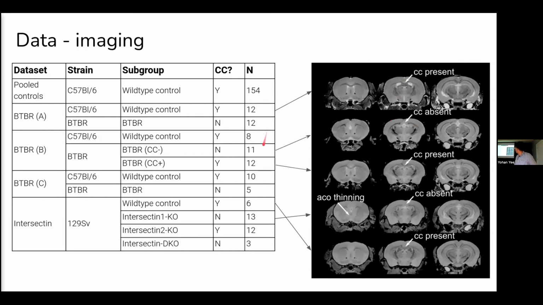So we had 3 different models of these, and then we also had an intersectin-1 knockout mouse model. Intersectin-1 is a gene that is required for fiber tracts to cross the midline. And when intersectin-1 is knocked out, you essentially have a lot of fiber tracts not crossing the midline. And so you get not only agenesis of the corpus callosum, but you also have a thinning or a lack of an anterior commissure.